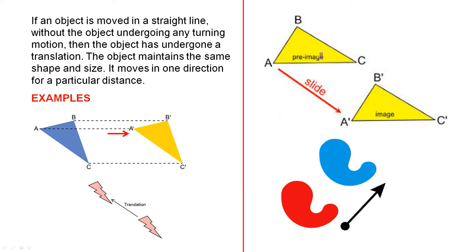Same thing here, the pre-image and then the image. Pre-image means the existing or the original one, and then as you slide along you get the image exactly the same. Same size, same shape, moved in a straight line a particular distance. It's like a sliding motion.